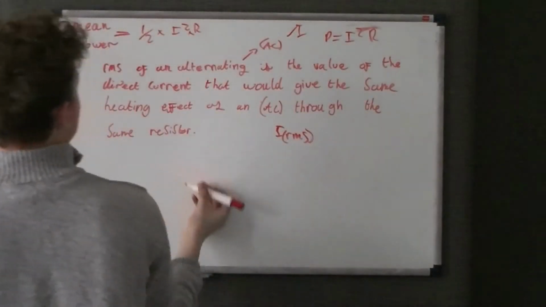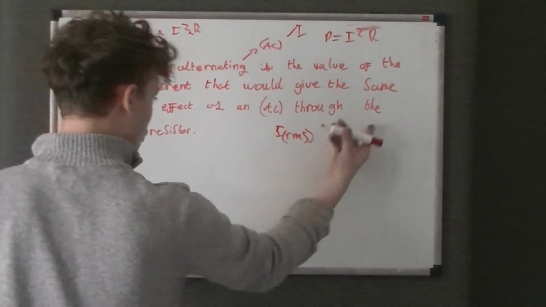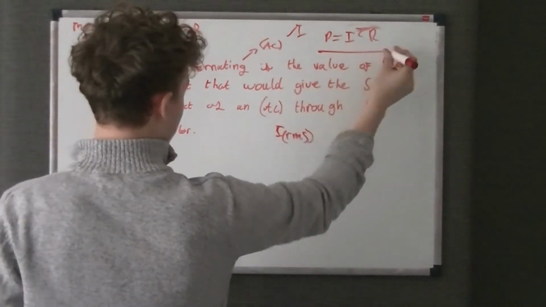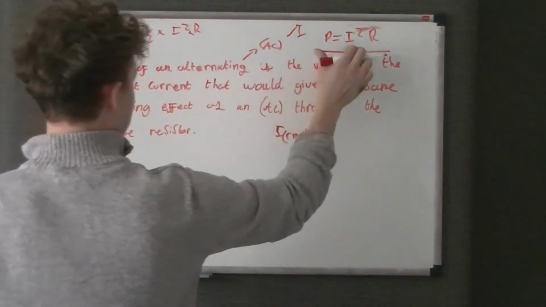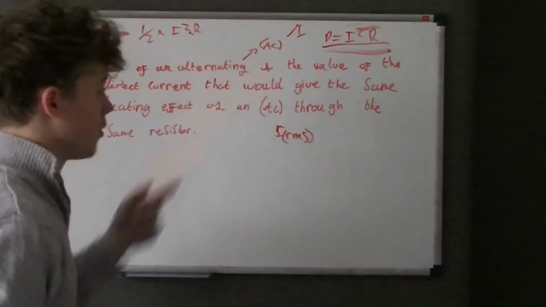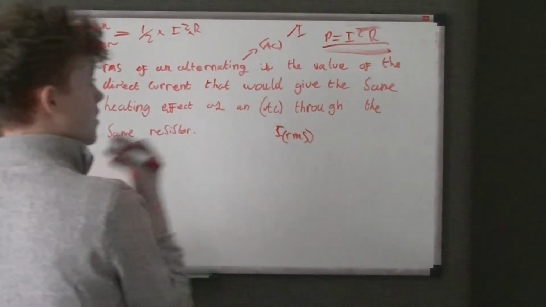So our mean power, because same heat effect or same power, is an AC current through the same resistor. So that now is the current through the resistor, that's DC, because we were talking about DC before, and that's the power of a DC current, and that's the power of an AC current. So they give the same heating effect, so the same power.